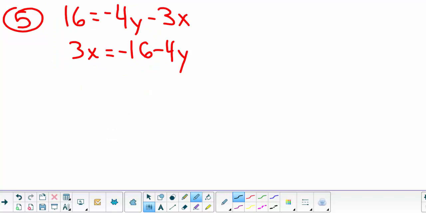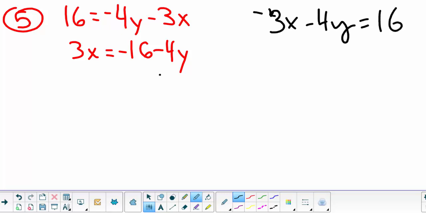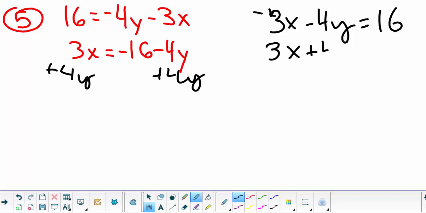All right, so here's another one that's kind of not in any form, so you have to make a determination on what you would do to solve this. So take a look at it here. What do you think we should try? I think that this should be put into standard form. That's what I would do. The first one's already in standard form, so I'm just going to rewrite it: -3x minus 4y equals 16. And in this one I'm going to add the 4y to both sides. It's pretty ugly. So now I have 3x plus 4y equals -16.